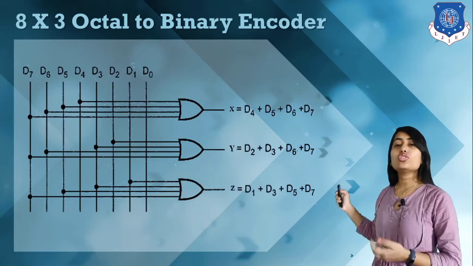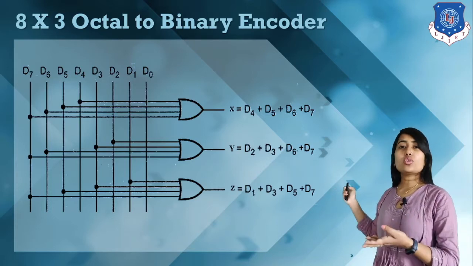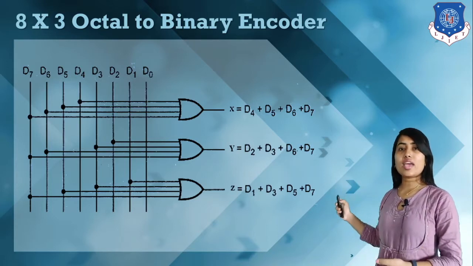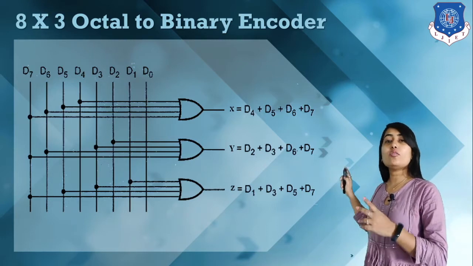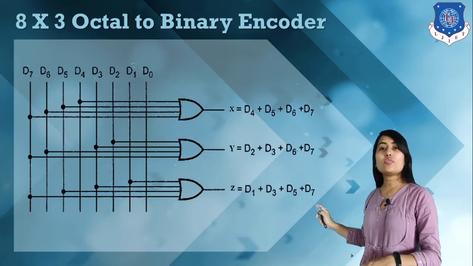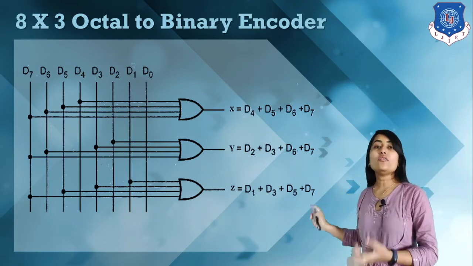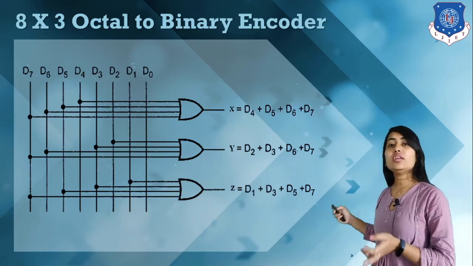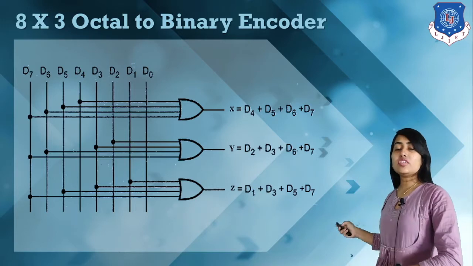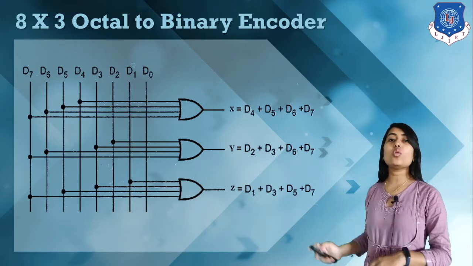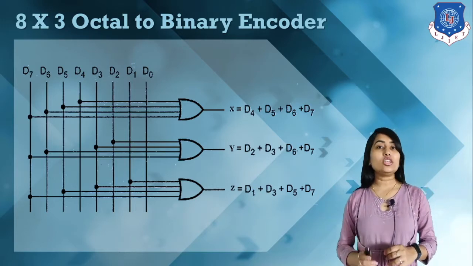Okay, so that's why here we use an OR gate. Here we have the logical expression of X, that is D4 + D5 + D6 + D7. Then for Y, we have D2 + D3 + D6 + D7, and for Z we have D1 + D3 + D5 + D7. So this is how we can design our 8x3 encoder.